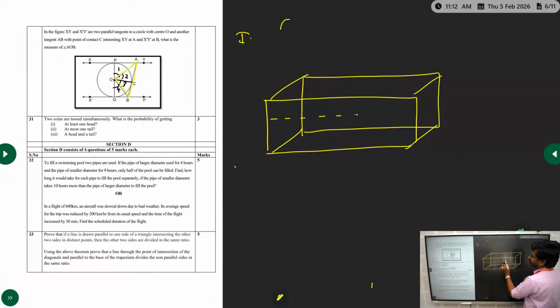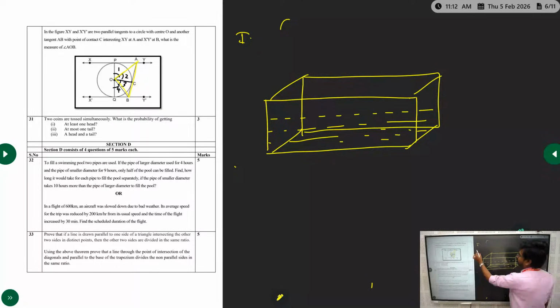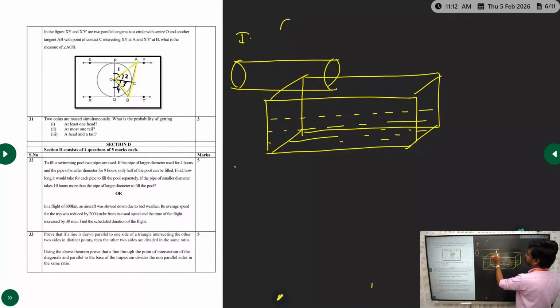Half filled with water. One is a larger pipe. Imagination, bro. One is a smaller pipe.